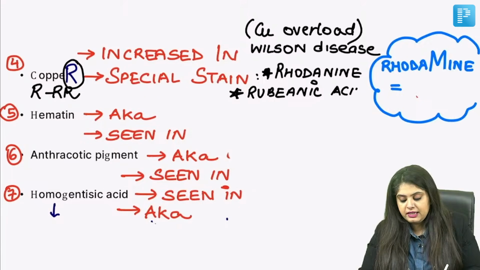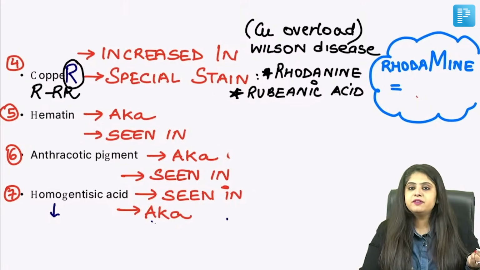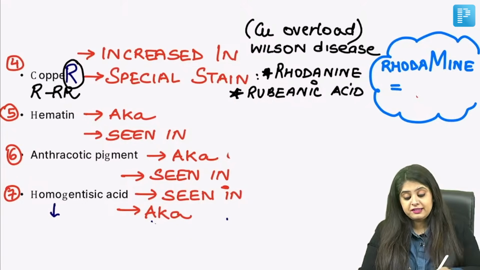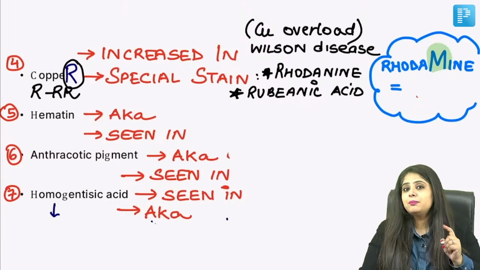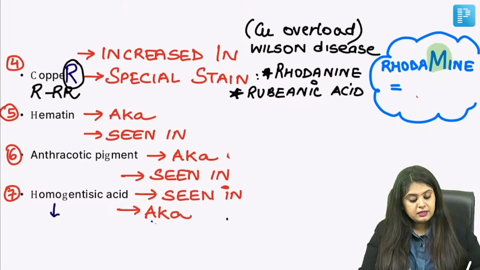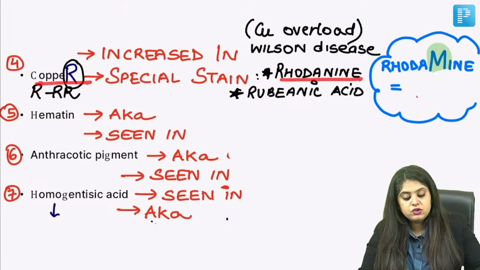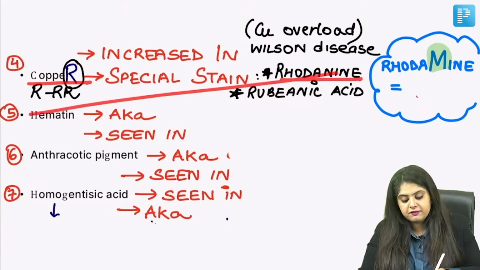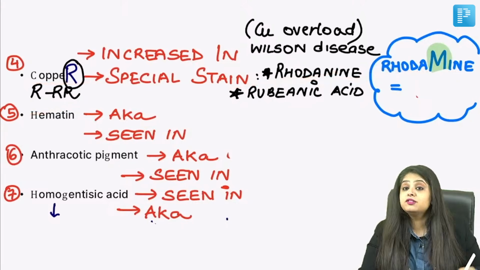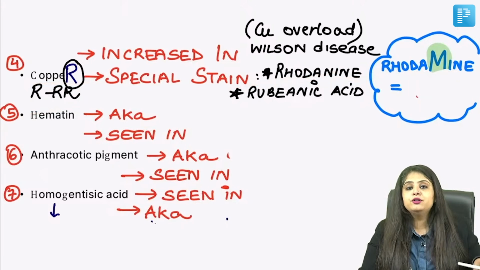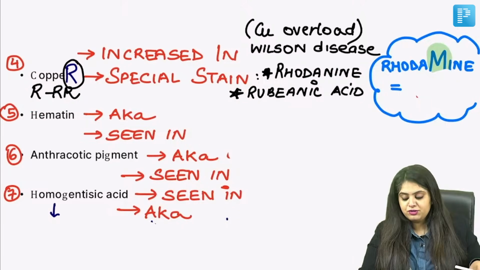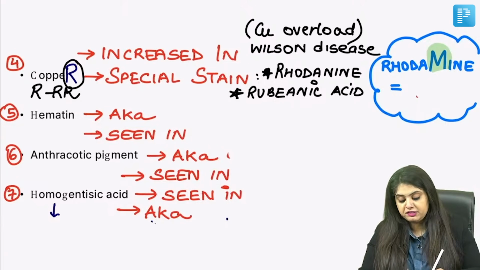Rhodanine and rubianic acid. And I can correlate microbiology whenever I want, because in the last class I taught you a stain. Micro mein rhodamine pada tha. That was different. In pathology for copper I am teaching you rhodanine. Totally alag. Where did I teach you rhodamine? I gave you this mnemonic in the last class and I told you, promise karo, you will tell me in pathology. So today is the time to fulfill that promise.